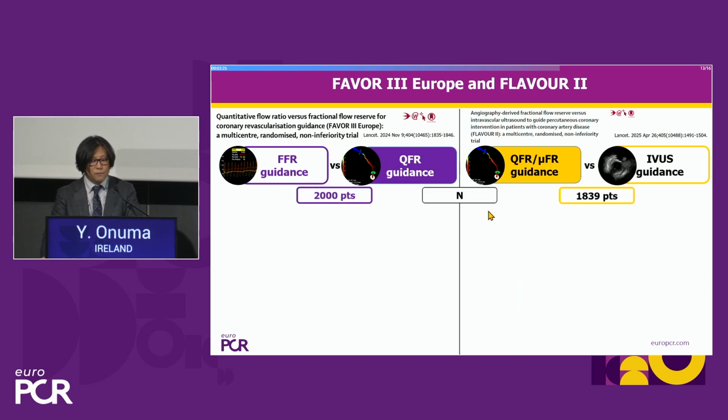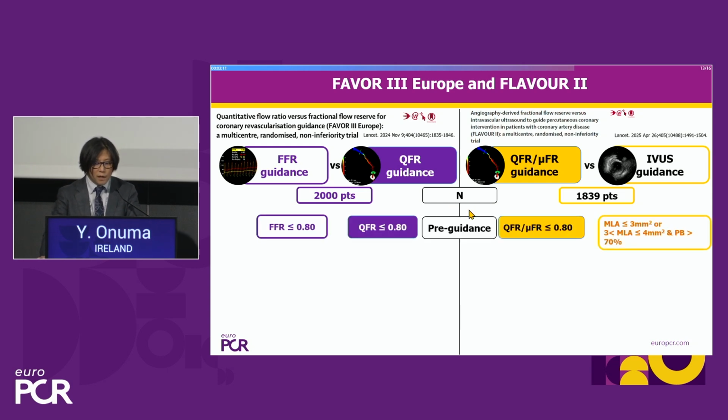If you look at the design of the study, FAVOR 3 Europe used the QFR, FLAVOR 2 used a mixture of the QFR and mu QFR. That's one difference. The number of patients was more or less the same, 1,800 to 2,000 patients. Pre-guidance was more or less the same. A cutoff value of 0.8 was used.